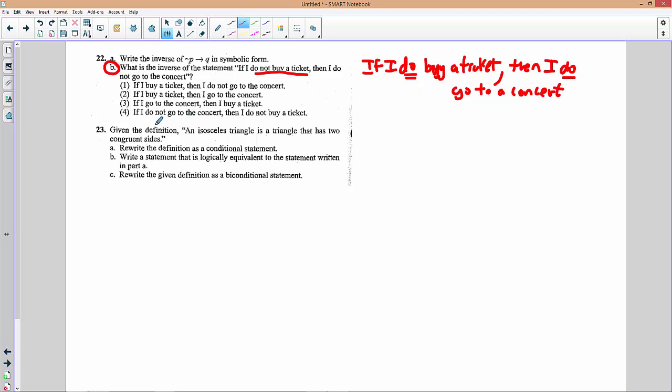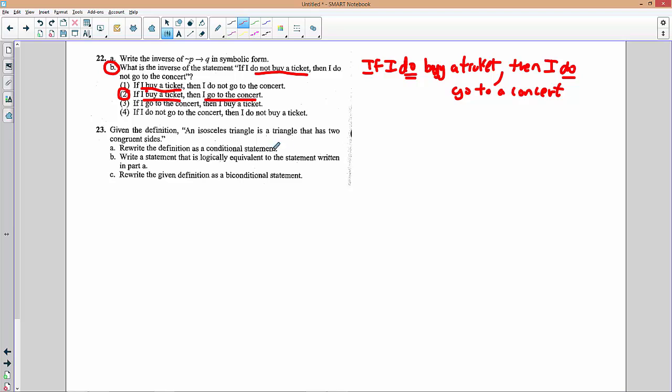Okay, which one of these says that? What is the inverse of the statement? If I do not buy a ticket, then I do buy a ticket. So if I buy a ticket, okay, so this is good. Those are both I do buy a ticket. We just left the word do out. And it has to end with, then I do go to the concert. So that is, I go to the concert, right? That's the same meaning as I do go to the concert. So that's choice 2.